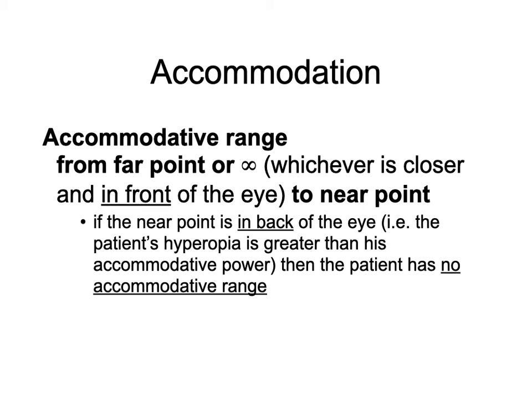What about a +2 diopter hyperope with 4 diopters of accommodative amplitude? Well, that hyperope is going to have to spend 2 of those diopters, 2 of those 4, just on correcting the hyperopia, and we'll only have 2 left over to produce the near point. The near point's only going to be at half of a meter from him, and his accommodative range is going to be from infinity to half of a meter. What about a plus 10 hyperope? That person is going to have no accommodative range at all.